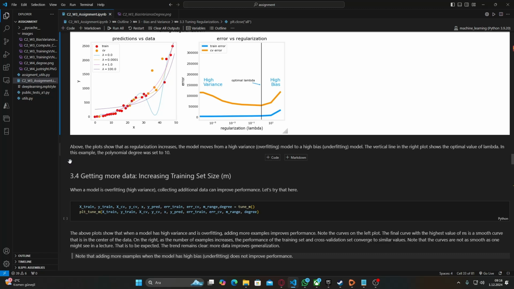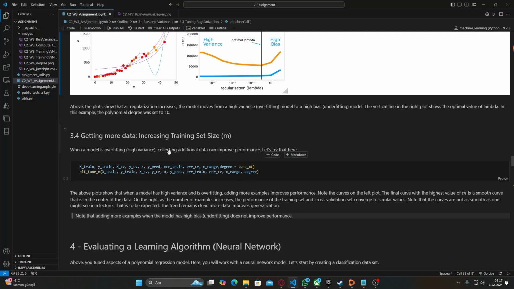The above plots show that as regularization increases, the model moves from a high variance, overfitting model to a high bias, underfitting model. The vertical line in the right plot shows the optimal value of lambda. In this example, the polynomial degree was set to 10.